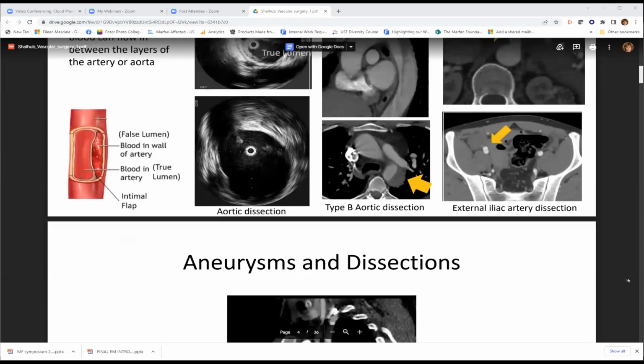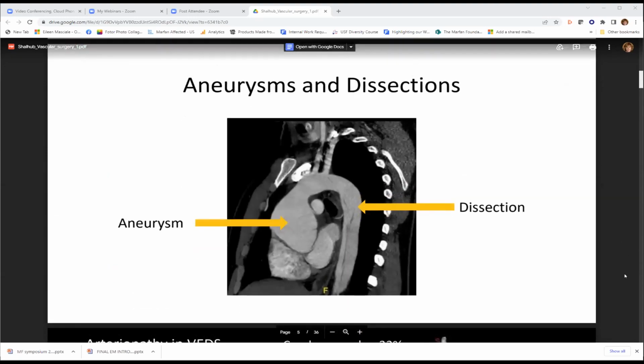Next slide. And you can have aneurysms and dissections in the same person and not necessarily in the same arteries. So this is a CT scan. It's a side view of a cut of somebody's aorta, showing you that they have an aneurysm on one side, say they have an ascending aneurysm, and then they have a descending thoracic aortic dissection where the arrow says dissection. And this is a person who had Marfan syndrome. So you can see that both of them can coexist in a person. Next slide.